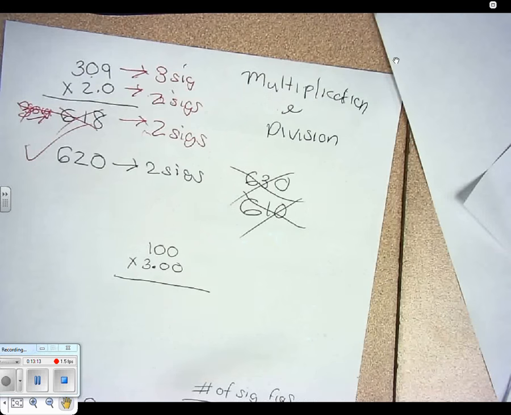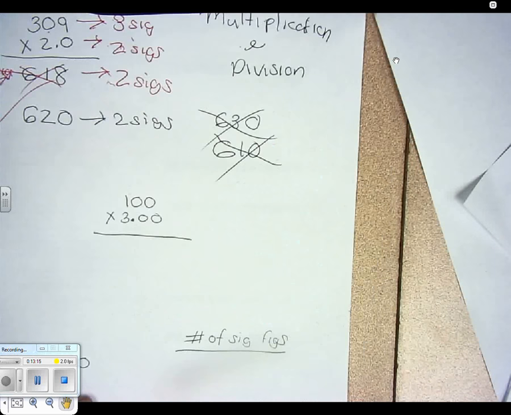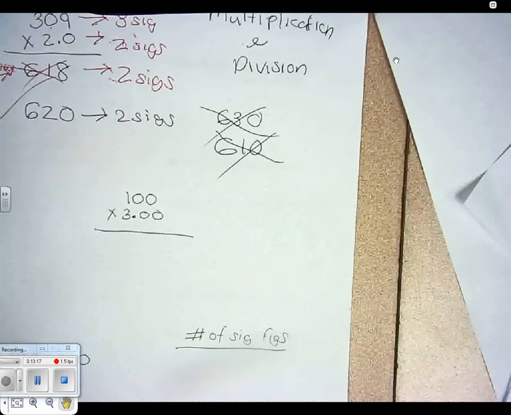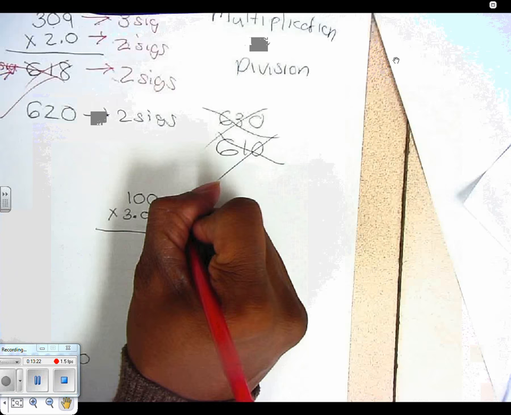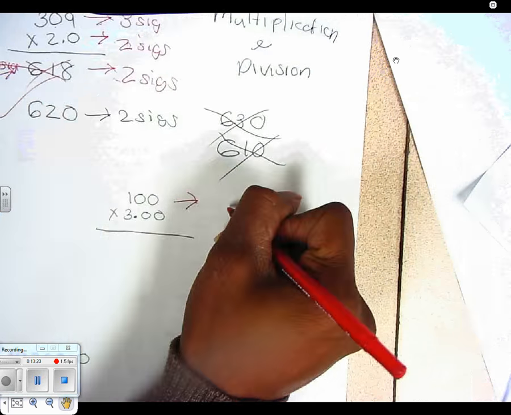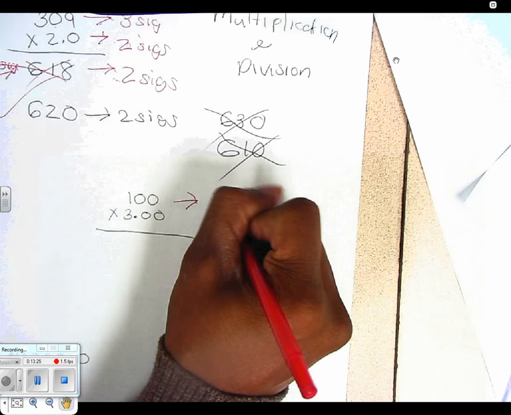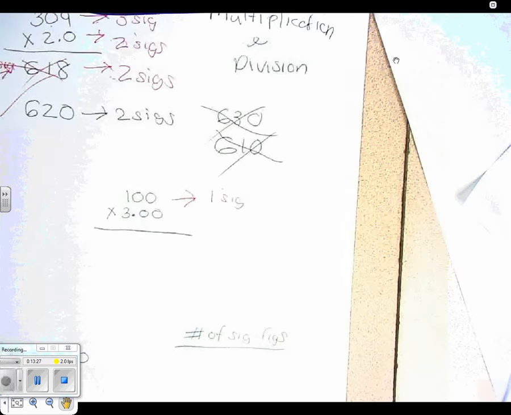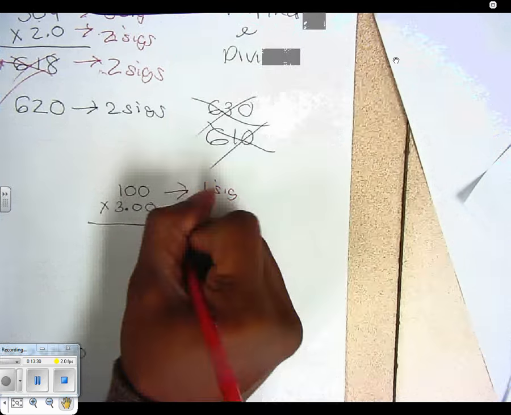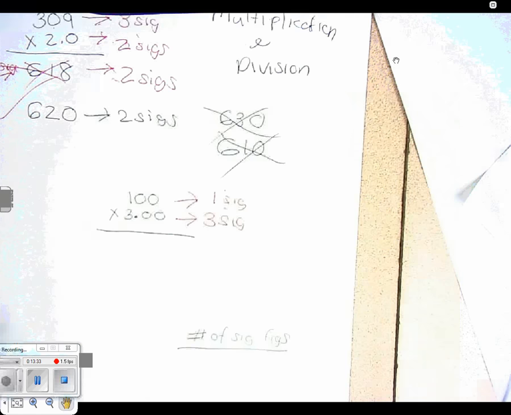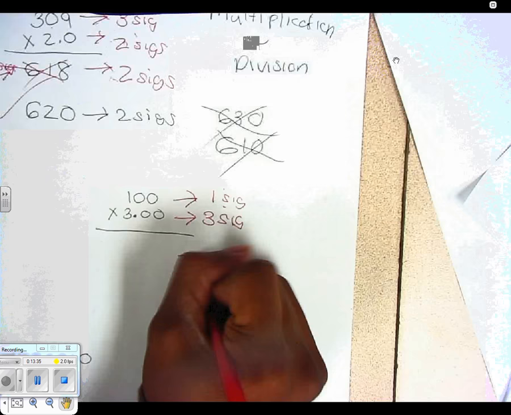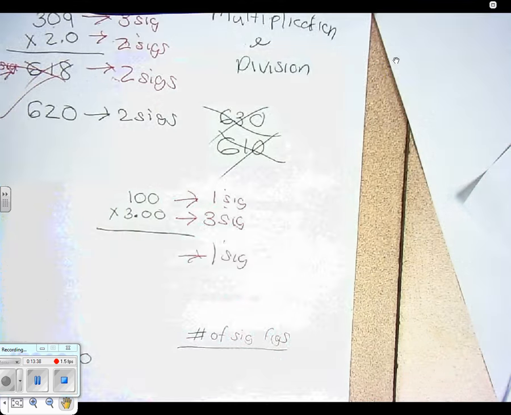So, let's look at another such example. Here you have 100 being multiplied by 3.00. 100 has 1 sig fig. The number 3.00 has 3 sig figs. My answer must have 1 sig fig, no matter what I get.